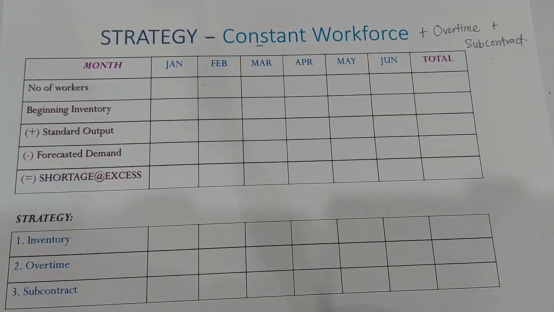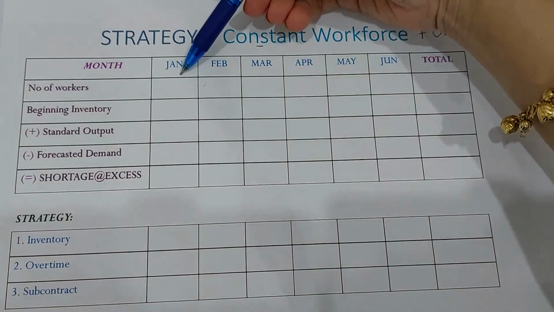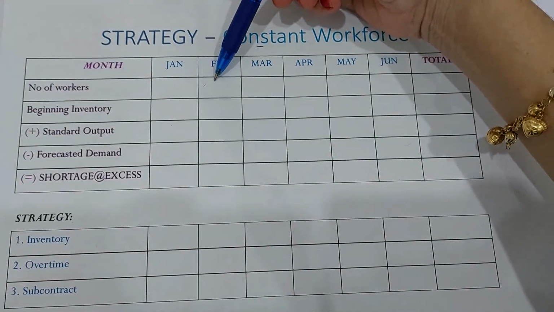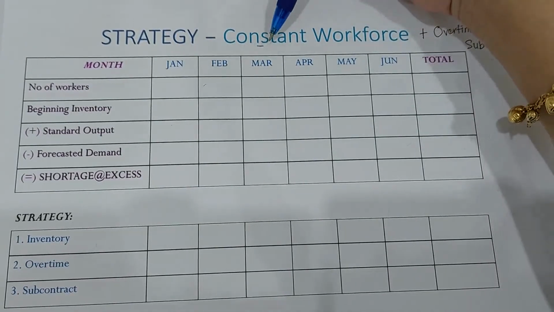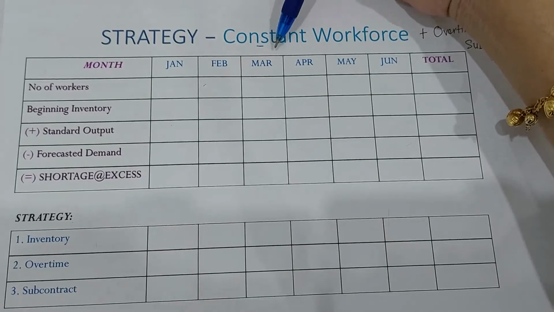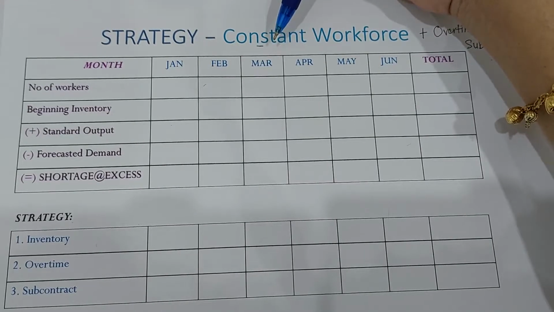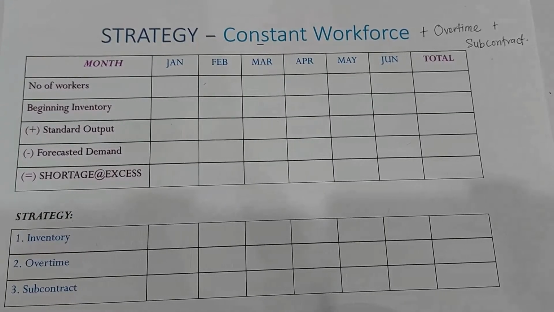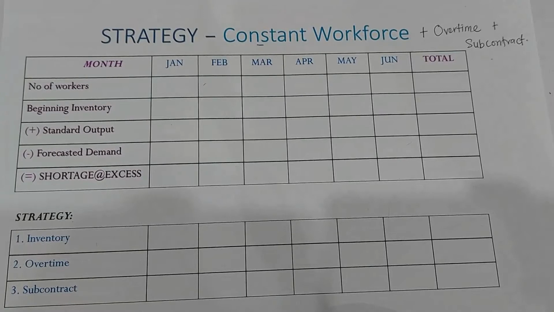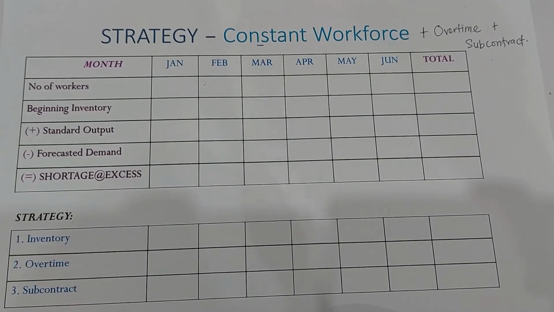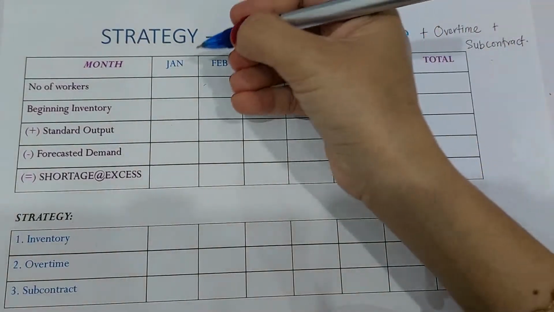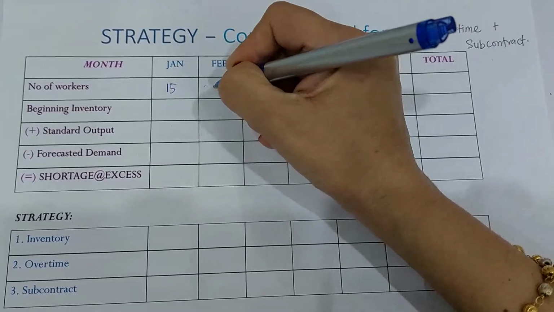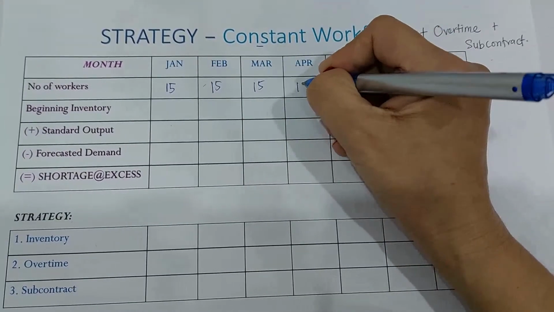Okay, so first let's fill in the number of workers part. To show that we are using constant workforce, which means a fixed number of workers every month, we have to refer to the question: how many workers are used every month to produce the standard output. As in the example, in the additional information given, for example 10.4, the workers that the company currently has is 15 workers. So we just fill in here 15 workers every month, 15 from January until June.